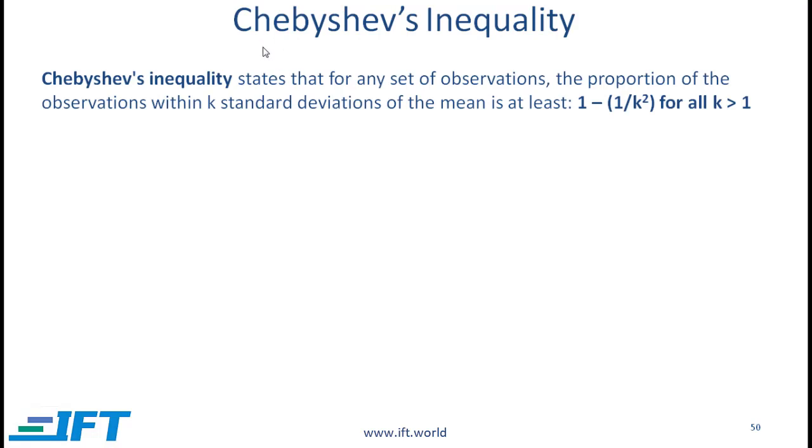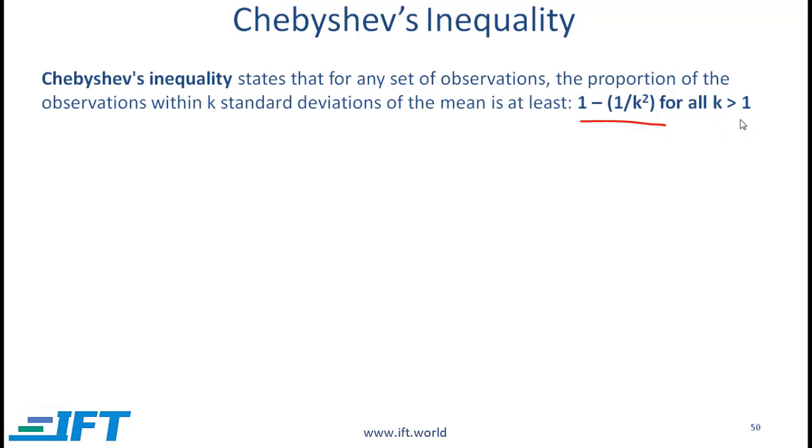Let us now talk about Chebyshev's inequality, which essentially states that for any set of observations, the proportion of the observations within k standard deviations of the mean is at least 1 minus 1 over k squared for all k greater than 1.